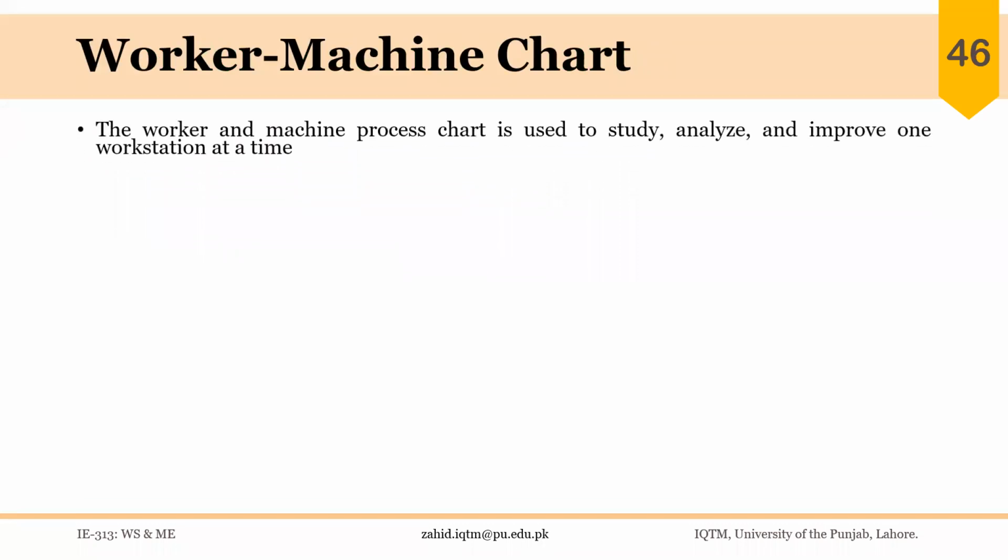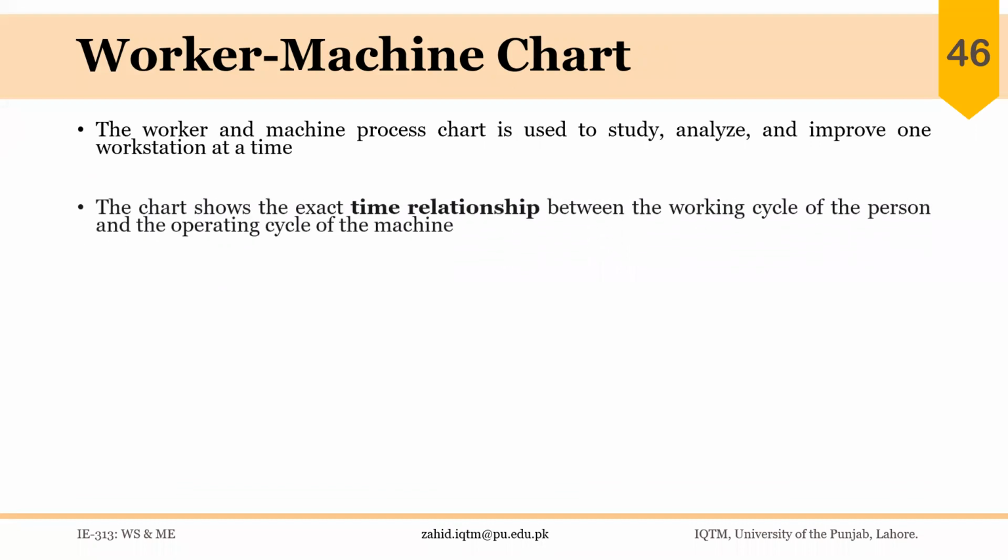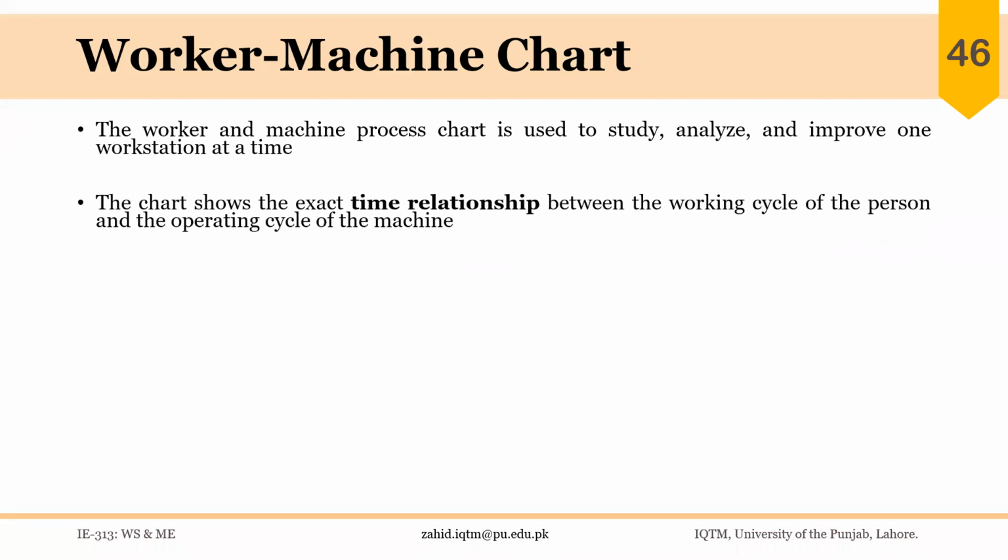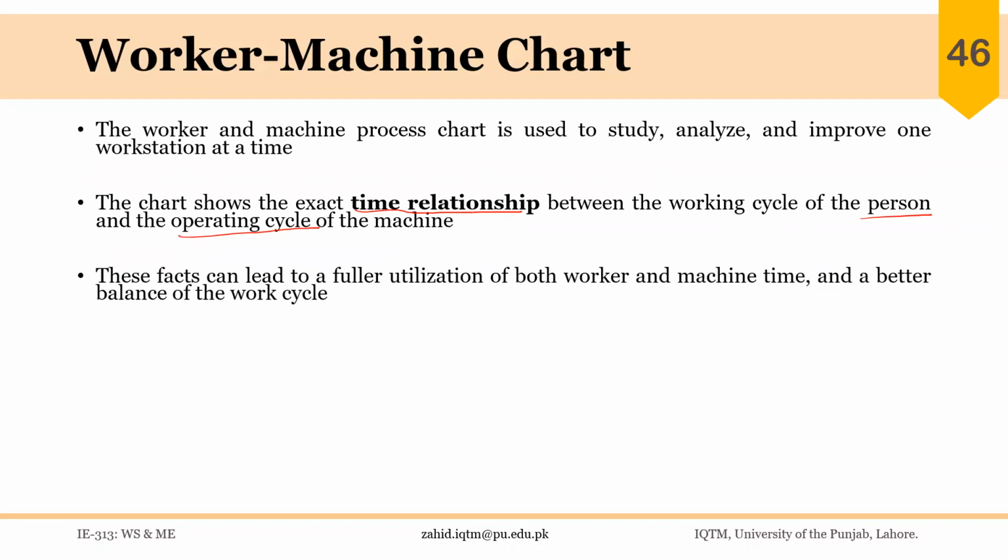So the worker and machine process chart is used to study, analyze and improve one workstation at a time. The chart shows the exact time relationship between the working cycle of the person and the operating cycle of the machine. So we can see when the worker is busy and the machine is idle, and when the machine is busy and the worker is idle, and we can calculate their utilization. So these facts can lead to a fuller utilization of both worker and machine time and a better balance of the work cycle.